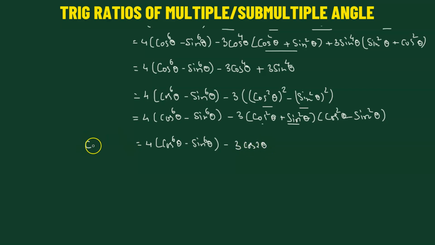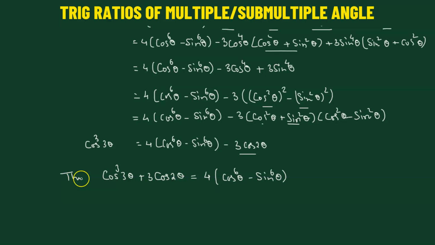So we started out with cosine 2 theta whole cube, and we obtained 4 times cosine theta raised to the power of 6 minus sine theta raised to the power of 6, minus 3 cosine 2 theta. We will be transposing this to the left hand side, and this is going to give us cosine 2 theta whole raised to the power of 3 added to 3 times cosine of 2 theta, and this becomes equivalent to 4 multiplied by cosine theta raised to the power of 6 minus sine theta raised to the power of 6. And this is what we needed to show. Thus, we have successfully proved our problem.